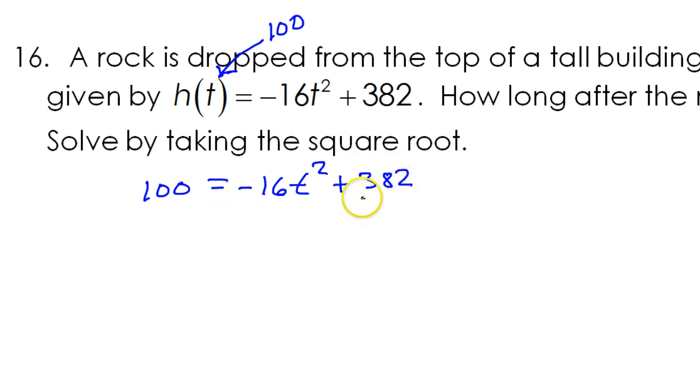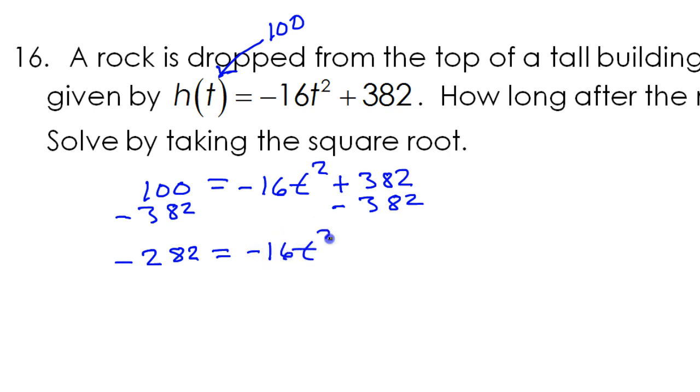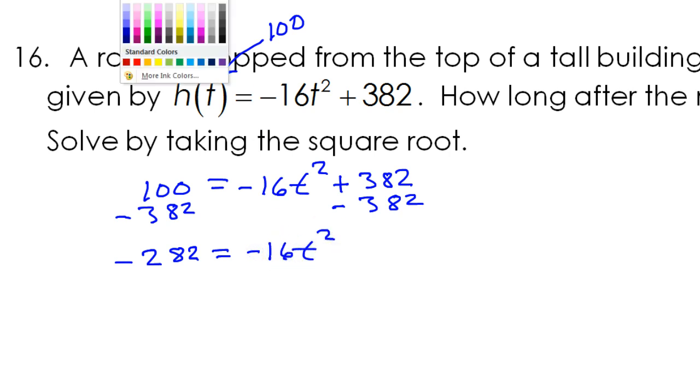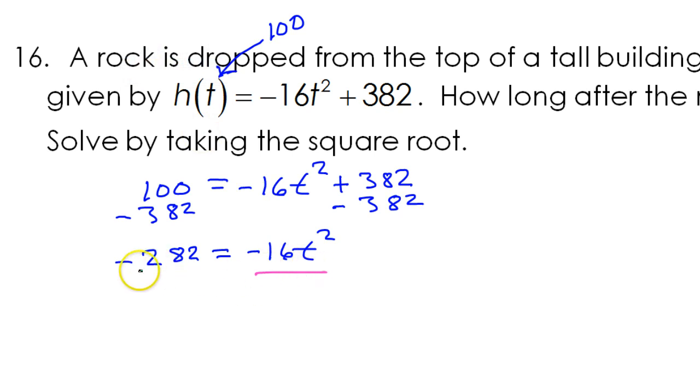Alright, that's fine. So we're going to solve this by taking the square root, so we can get t squared by itself. We can do that by subtracting 382 from both sides. That's going to make this negative 282 is equal to negative 16t squared. To get that t by itself, we should divide both sides by negative 16. Alright, these will cancel out. So on the right hand side I now have t squared.